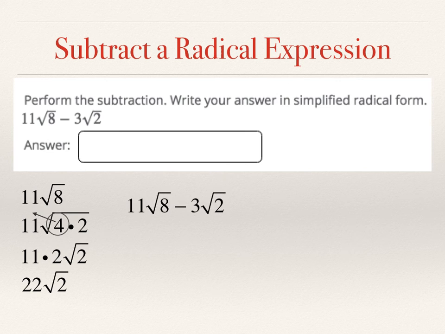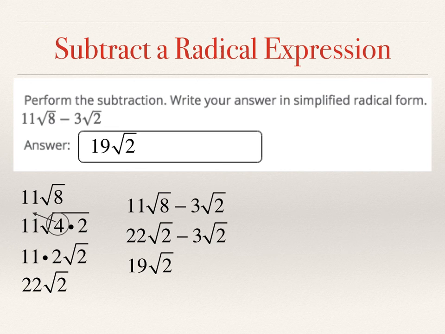So let's take a look at the original expression, rewrite the 11 square root of 8 this way. And now we can think of these two irrational numbers kind of like like terms. We can subtract them and write a single radical. So we have subtracted the expression, and the answer is 19 square root of 2.